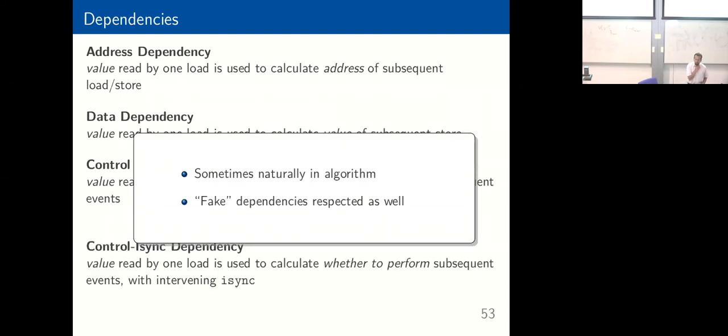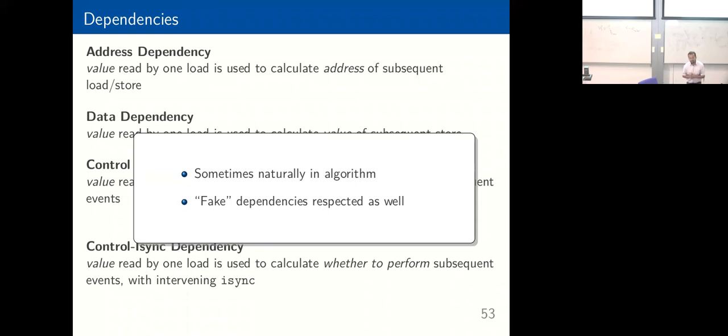What I wanted to get to is that some of these are written by the programmers naturally in the algorithm. For example, when you are doing this kind of message passing, you are waiting for a flag to be set. That kind of thing is naturally in the algorithm. But the hardware doesn't know what is natural for your algorithm or isn't. So it just looks at all dependencies. And in fact, hardware also respects so-called fake dependencies, which means the hardware is not very clever at doing optimizations over your dependencies.